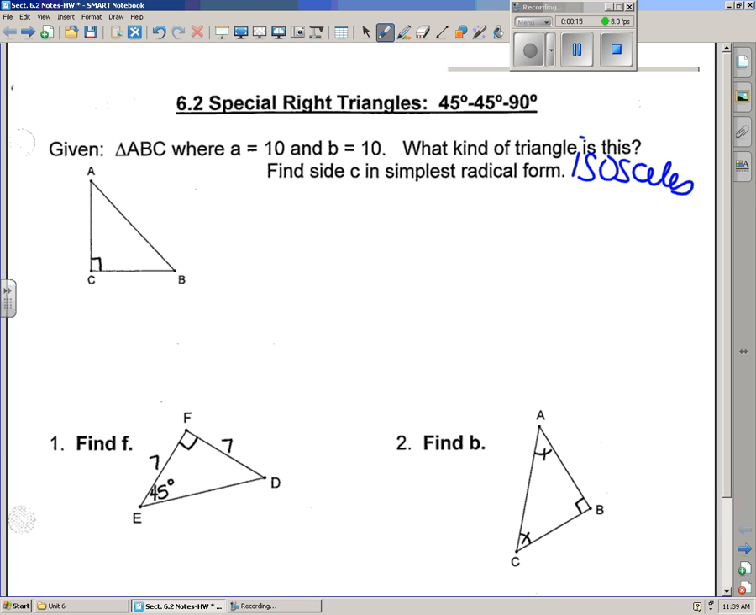If you wanted to try to find the length of the hypotenuse, so we're going to tell you again, the legs are 10. If you wanted to find the length of the hypotenuse, you'd use the Pythagorean theorem. So take a minute and do that. You might want to pause this and then come back.